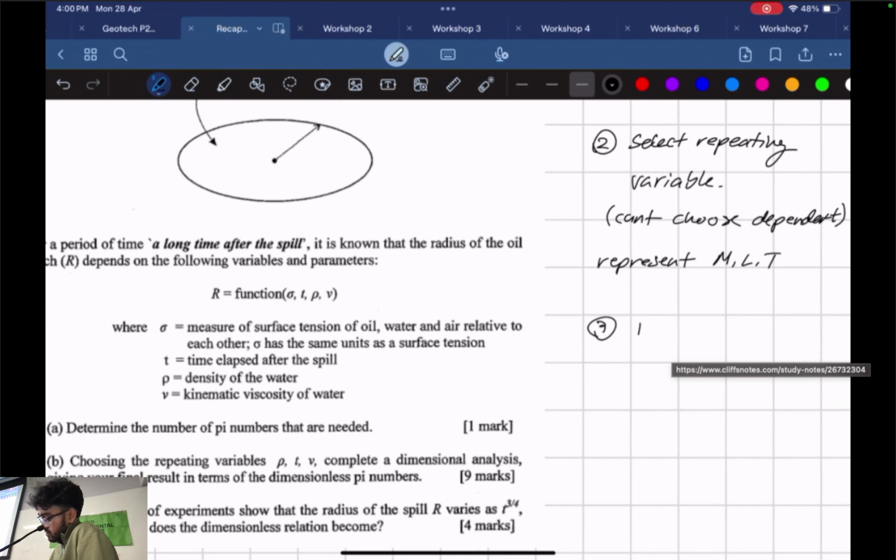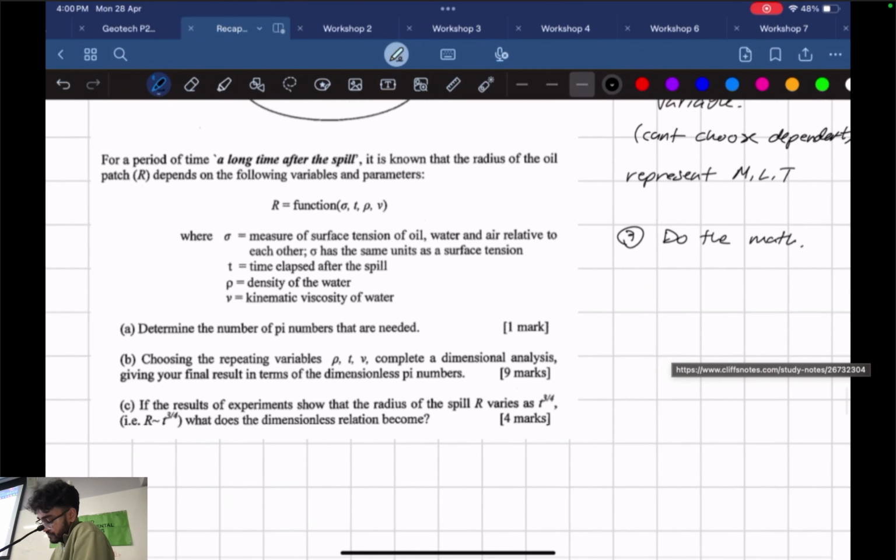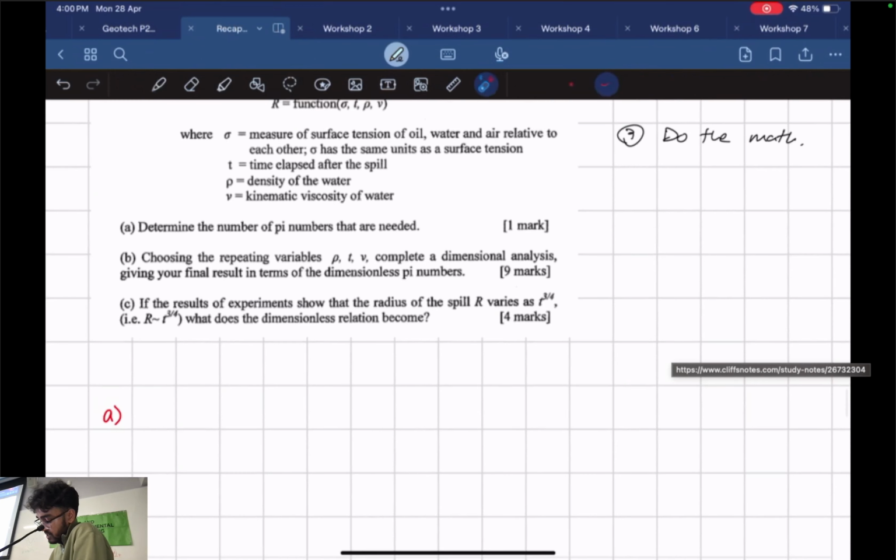Step 3, do the math and figure out your powers. Alright? So I'll just show you what I mean. So part A, determine the number of pi numbers needed.